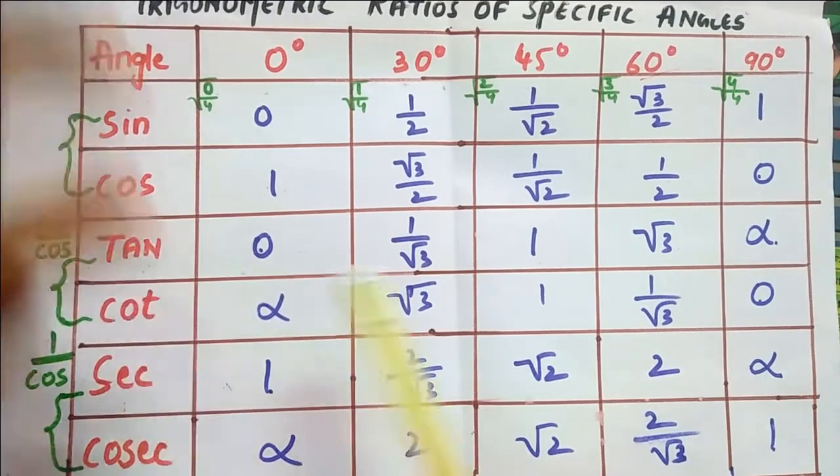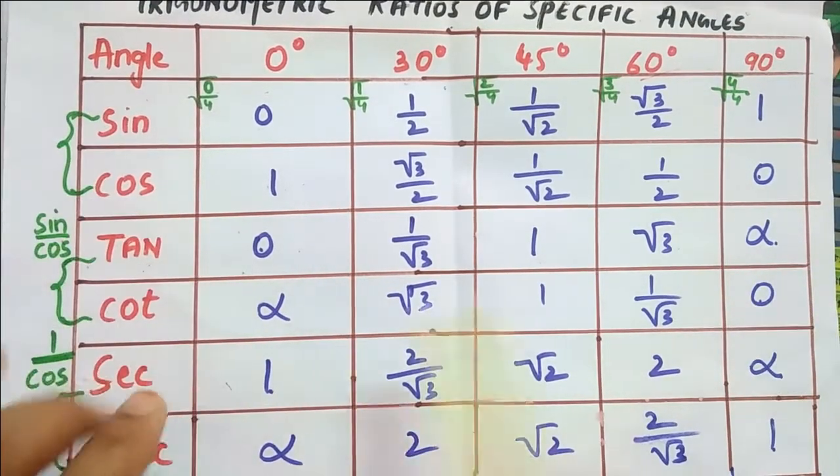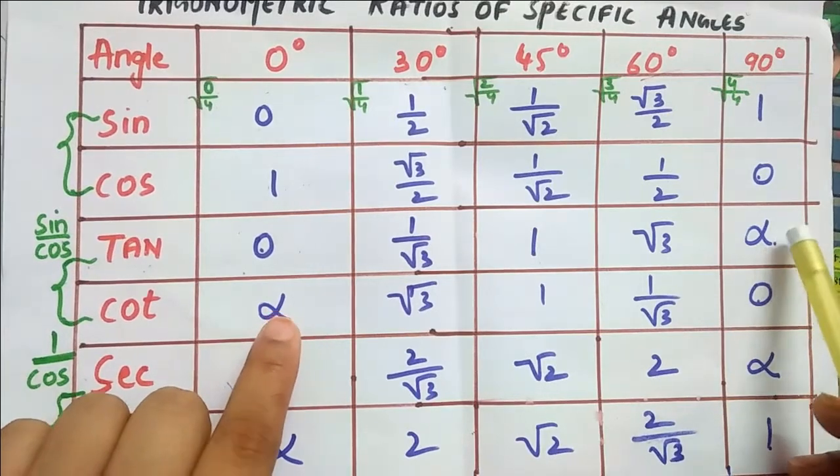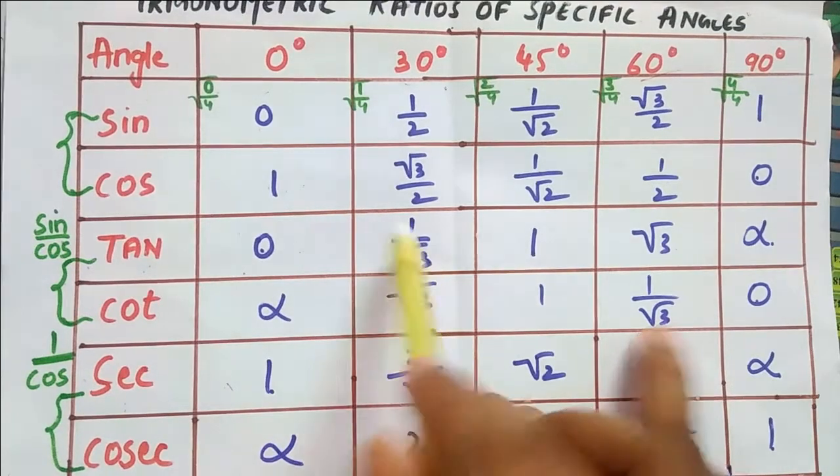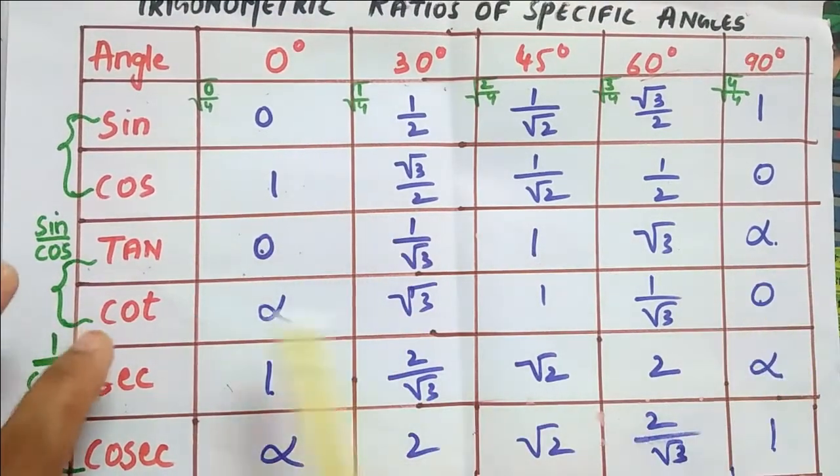Okay, cot is nothing but the reciprocal of tan. So we take it this way: infinity, root 3, 1, 1 by root 3 and 0. We are swapping to get the cot values.